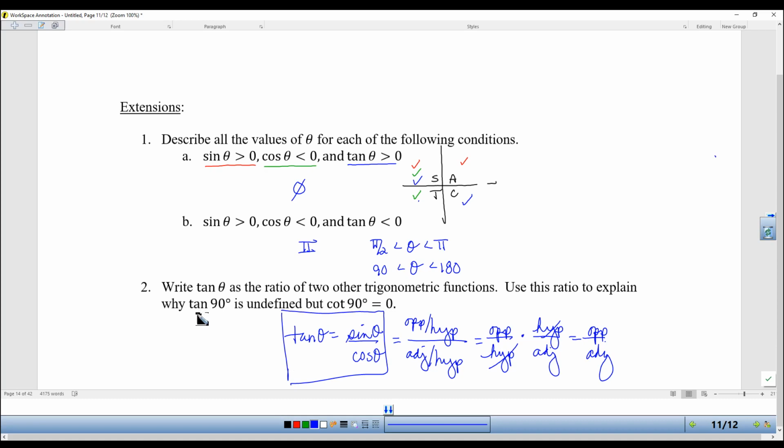So why is tangent of pi halves or 90 undefined? Because tangent is sine over cosine, and at 90 degrees, cosine is 0, and you can't divide by 0. But cotangent of 90 is the flip of that. So you would have 0 over 1, which would be okay.